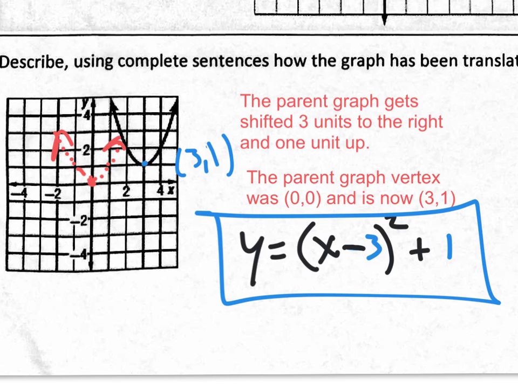So you have to write down everything you can using complete sentences, the way I did right here. Parent graph gets shifted 3 units to the right, 1 unit up. You could also say that the parent graph vertex was 0, 0 and is now 3, 1, the new HK value. And then from understanding this new HK value, you could plug in your H, you could plug in your K into the form, and you have the actual equation that produces this graph.